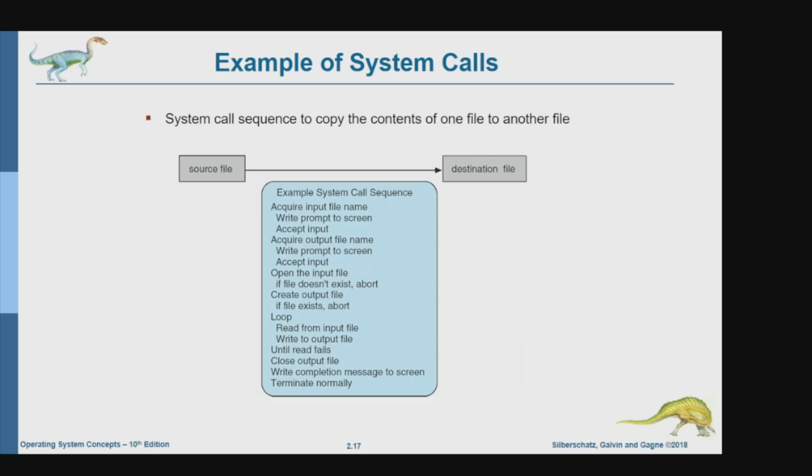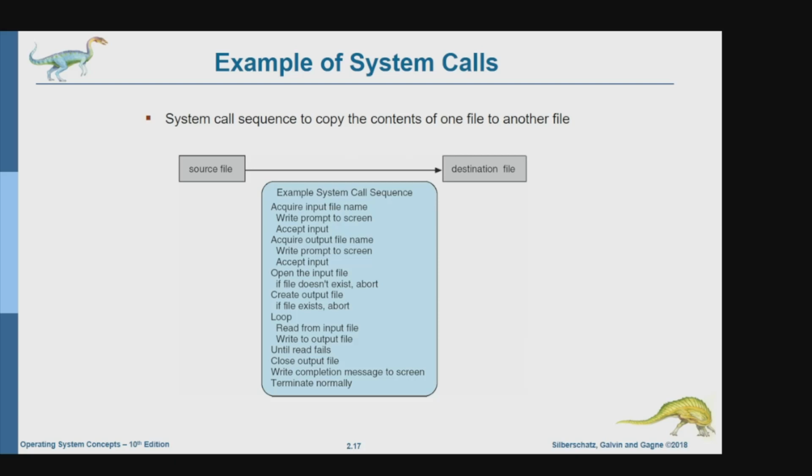If the file doesn't exist, abort the process. Create the output file. If the file already exists in your computer, then abort the process, and then do the looping process. Read from the input file, write to the output file until read fails, and then close the output file, write completion message to the screen, and terminate normally. That is the sequence in order to copy the content of one file to another file using the system calls.